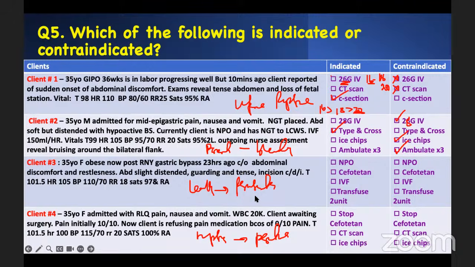Same thing. Sepsis from what? Roux-en-Y gastric bypass, right? Sepsis from Roux-en-Y. So they have sepsis inside. They have a perforation and they're septic. You want to feed the patient? They say NPO. You want to give them cefotetan? This is an antibiotic. You want to give them IV fluid? You want to transfuse 2 units of packed red blood cells?